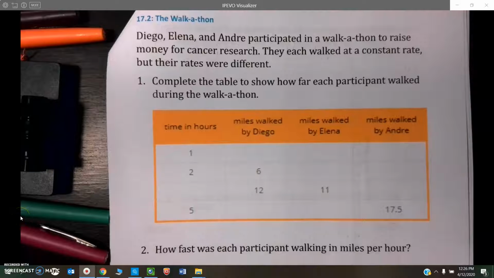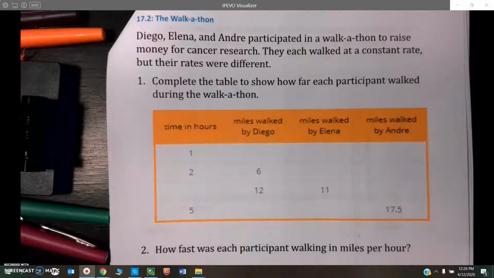All right, so the title of this activity is the Walk-a-thon. Diego, Elena, and Andre participated in a walk-a-thon to raise money for cancer research. They each walked at a constant rate, but their rates were different. Complete the table to show how far each participant walked during the walk-a-thon.